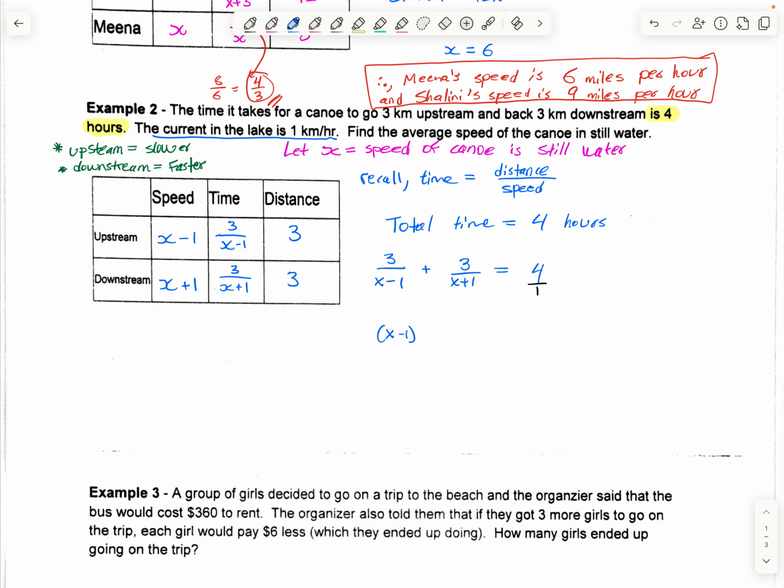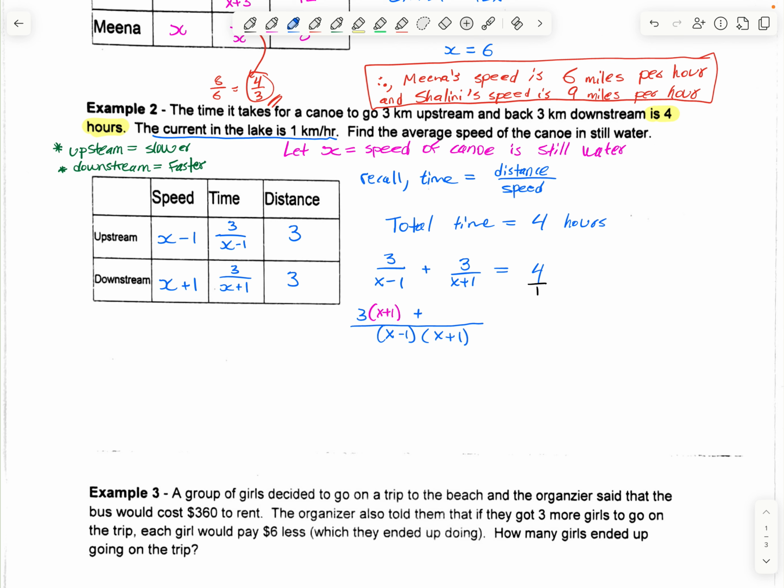x minus 1, x plus 1, right? And then I will put a line here. I'm going to see how many times x minus 1 goes into this one. Well, it's x plus 1 times. So I multiply the denominator x by x plus 1 and the numerator by x plus 1. So I'm going to get 3 times x plus 1 like that.